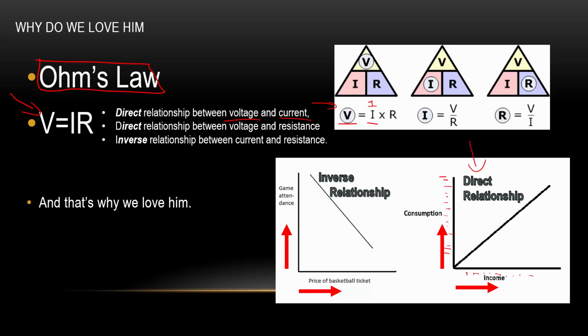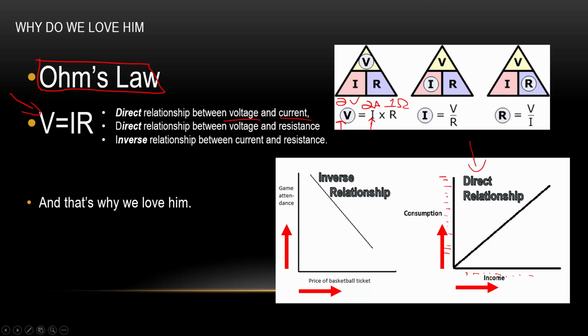Let's say we start with 1 on each. 1 times 1 is 1. So we would have 1 across the board: 1 amp, 1 ohm, and 1 volt. Okay? Now let's say we increase the amount of current. Let's say we have 2. Here we have 1 ohm still. We have 2 amps. Okay? So now 2 times 1 is 2 volts. See how that went up? So when you increase current, you increase voltage.